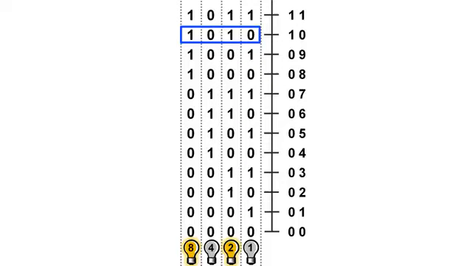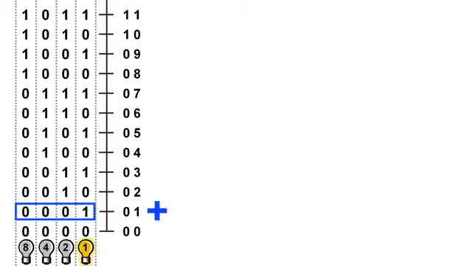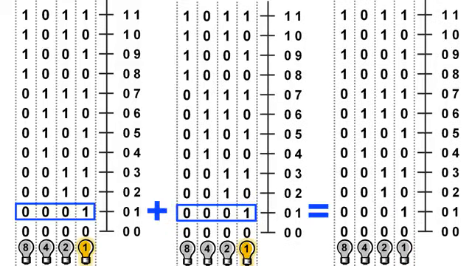1010 is the 8 light bulb plus the 2 light bulb, which is 10 in decimal. And finally, 1011 is the 8 light bulb plus the 2 light bulb plus the 1 light bulb, which is 11 in decimal. So 1 plus 1 in binary equals 10, which is 2 in decimal.